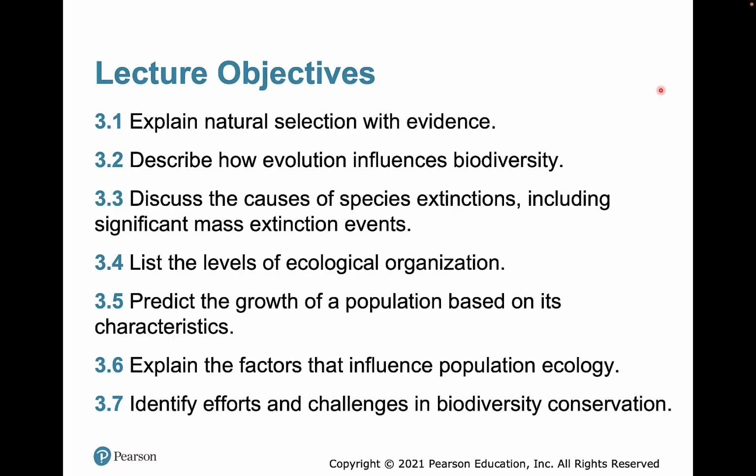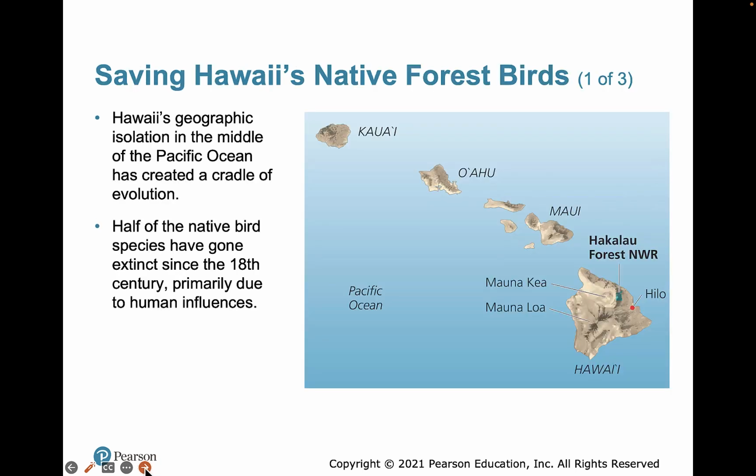So in this chapter, we're going to talk about natural selection and the evidence for natural selection, which then is the key mechanism for evolution and how that influences biodiversity, which is a super important concept in this course. We're going to look at extinctions, introduce them in chapter 3 and talk about them in a little more detail in the next half of this. Talk about ecological organization, growth of populations, and identifying challenges, a really important thing in conserving biodiversity.